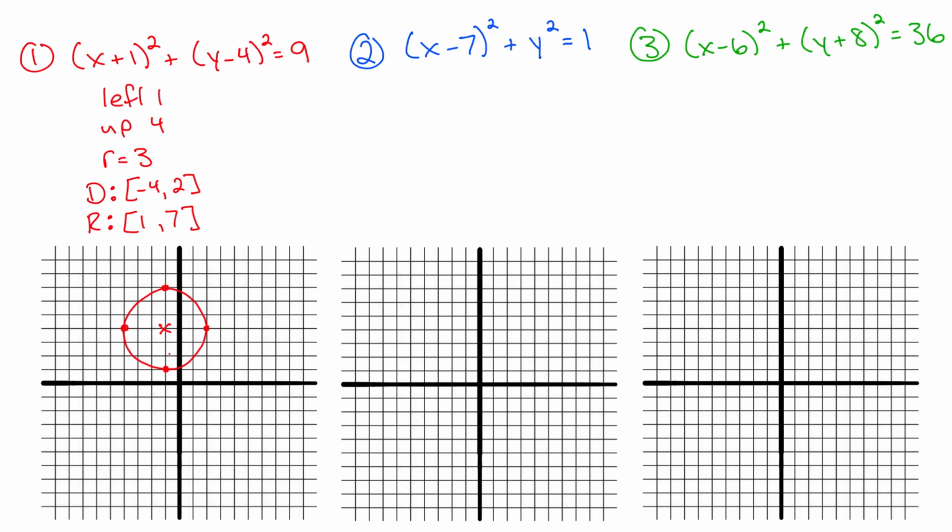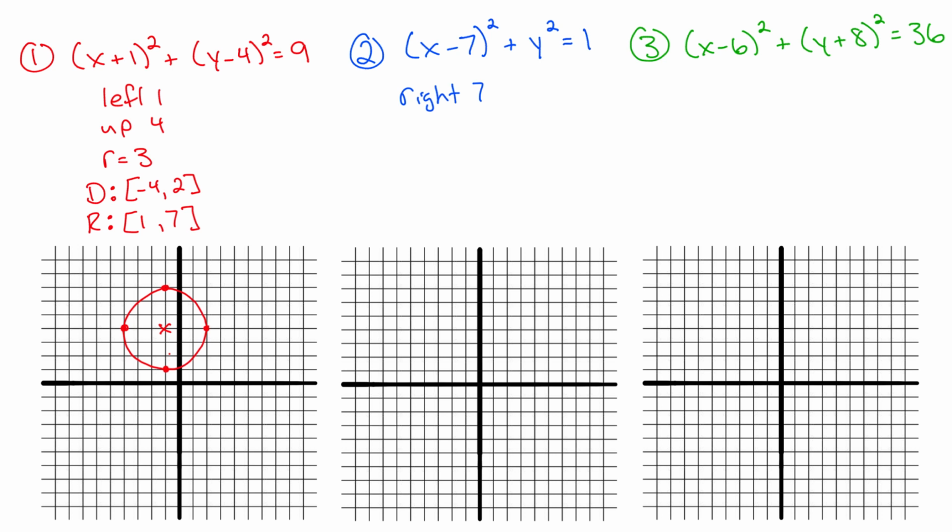Problem number 2. I have an x minus 7. That tells me I'm going to go right 7. Notice that the y value is all by itself. There's no parentheses around it. There's no y minus 4. That means we're not adding or subtracting anything.